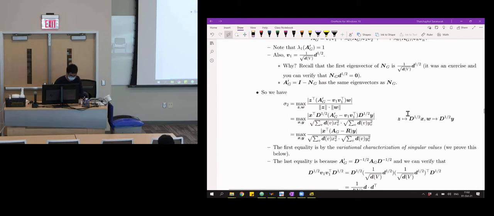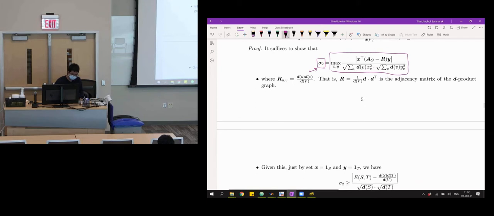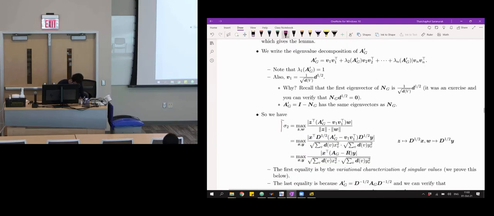And then to prove this equality, we start with this equality, where in class I actually just wrote that sigma 2 is the same thing as maximizing over everything, x and h, and then I said that this is the same thing as this, but I kind of hand-waved why they are the same. So now I'm going to prove this thing directly.